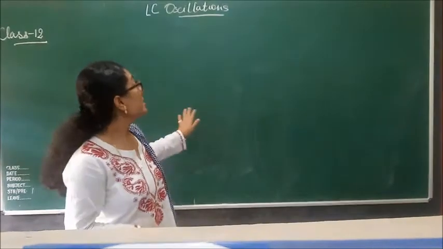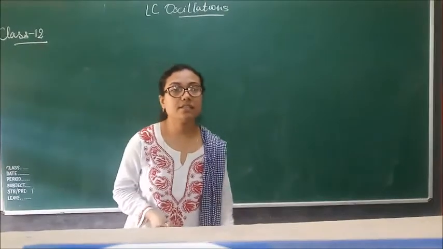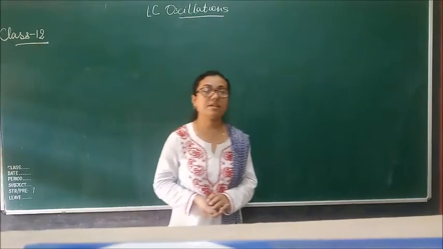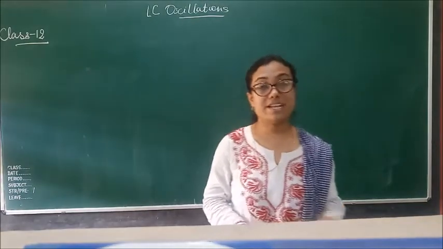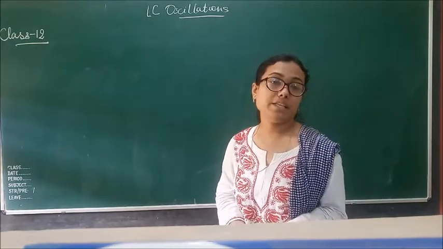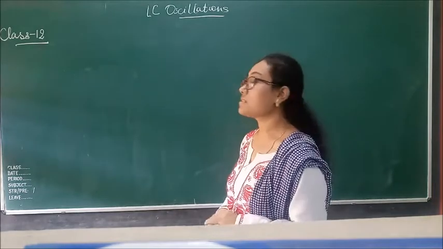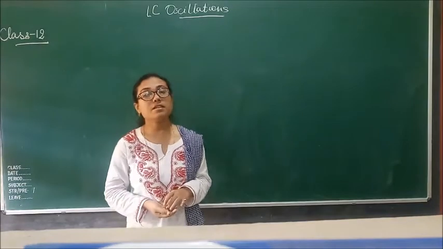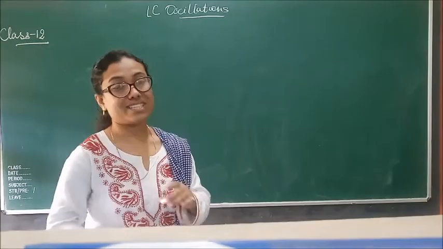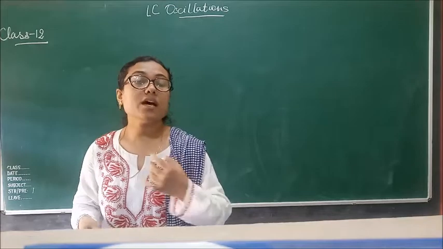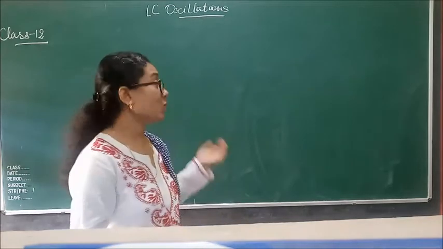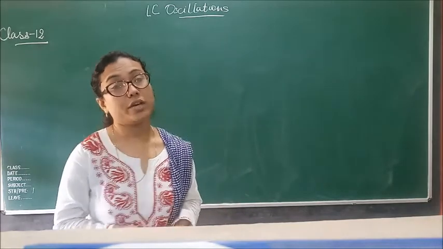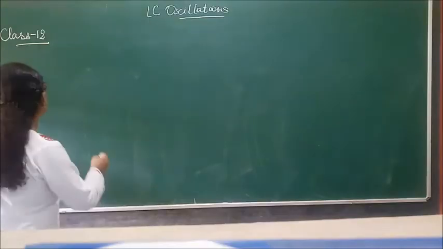LC means we combine an inductor with a capacitor, and after combining this inductor with the capacitor, we experience an oscillation. So how is it connected, how will the oscillation be produced, and what is the mathematical formula? Okay, so first I am going to make the diagram.